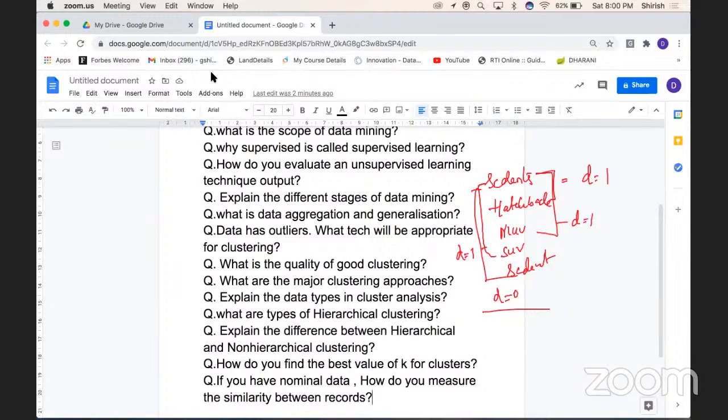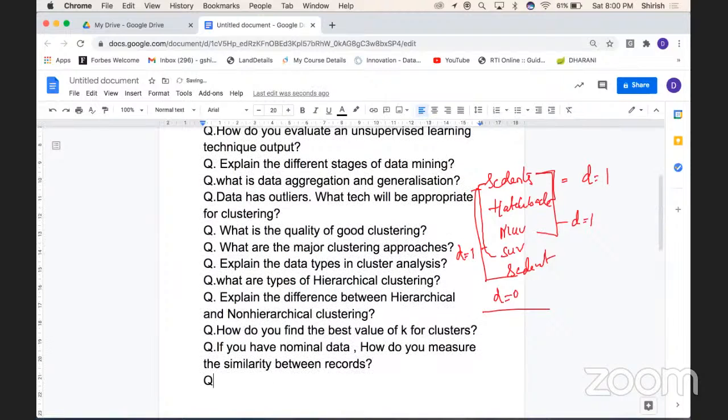Correct? No. I'm not talking about one hot encoding or anything like that. It is being calculated if you have categorical variables. So now what you have told, if you have mixed data type, you have categorical and numerical data, it's a combination.